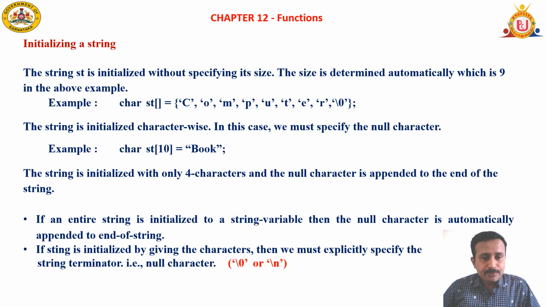Next, the last character is the null character. See in this example, char st equal to, within flower brackets, I have given computer. Then the last character is backslash 0, that is the null character. Even if I didn't give this, it will treat the last character as the null character only. So automatically that particular group of characters is assigned to the variable called st. Then char st[10], for example I have given book, 4 characters are assigned to this variable called st.